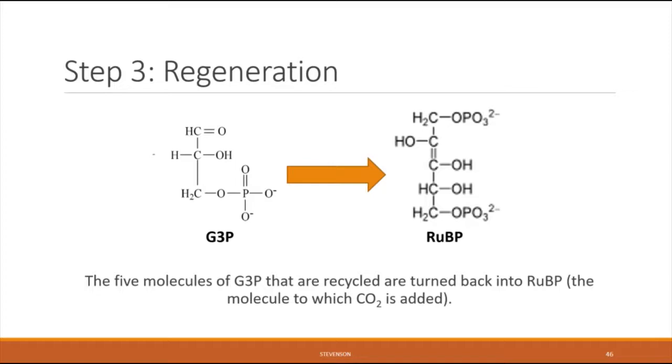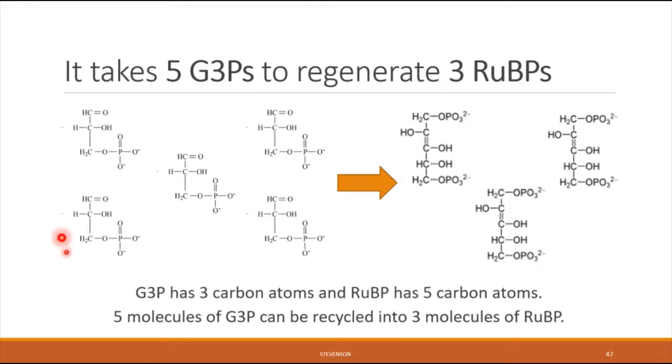So G3P is a 3-carbon molecule here. We can see the 3 carbons, 1, 2, 3. RuBP, as we saw, is a 5-carbon molecule. And so they're not equal in terms of their carbon content, and carbon content is the limiting factor here. Therefore, it takes 5 molecules of G3P in order to regenerate a grand total of only 3 RuBPs.